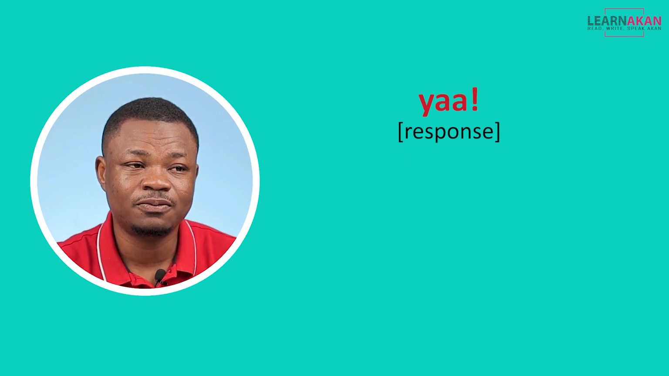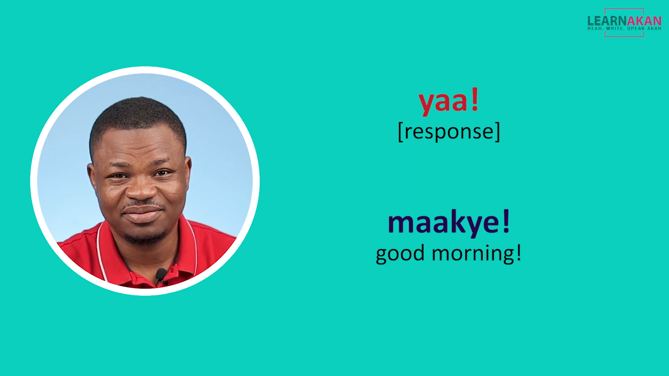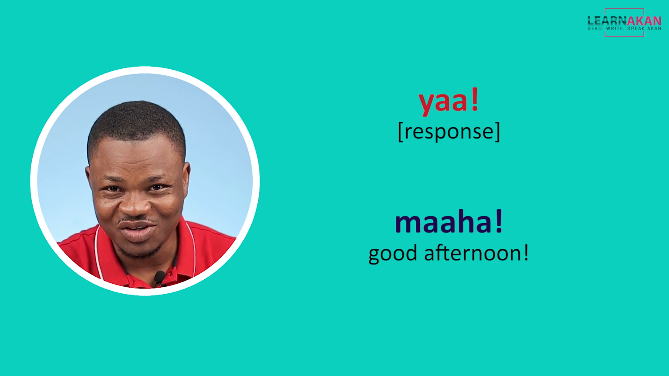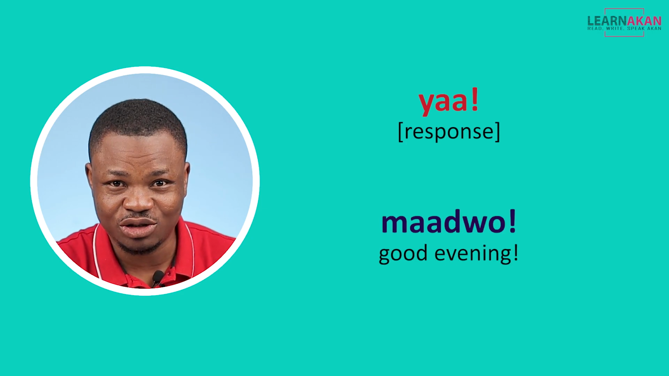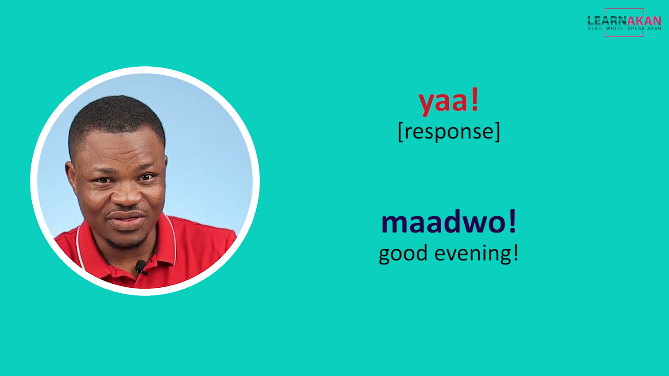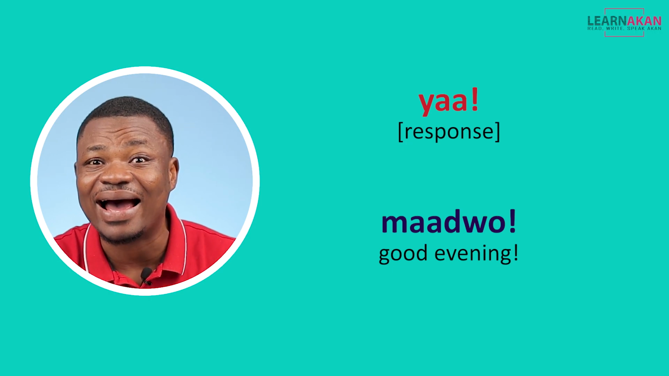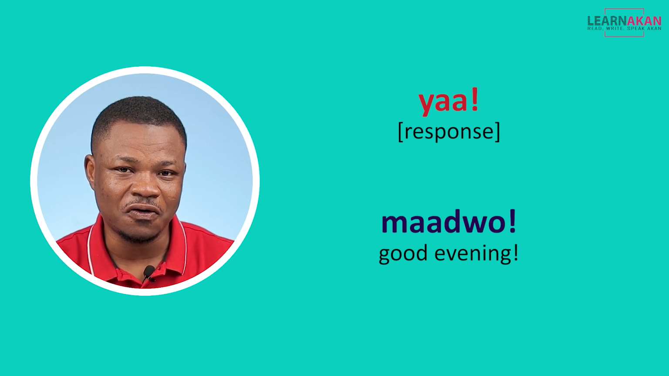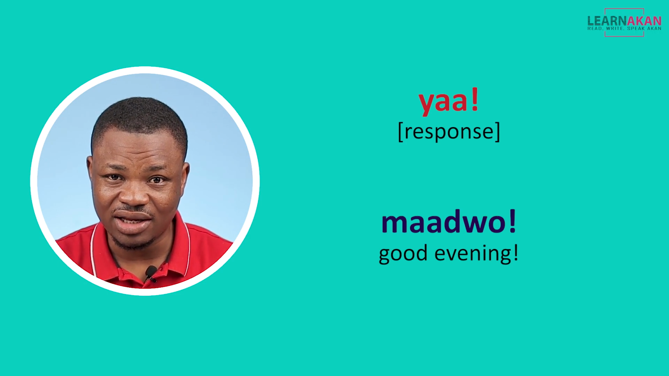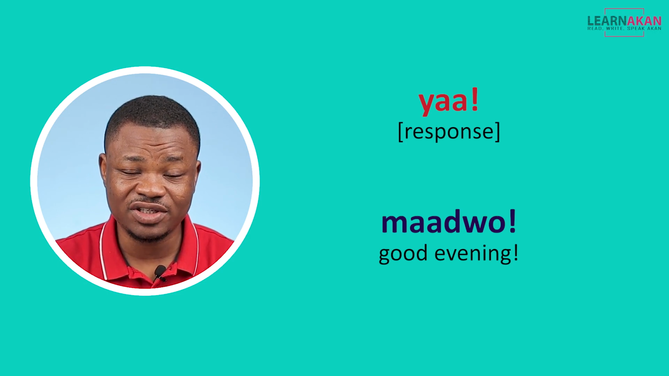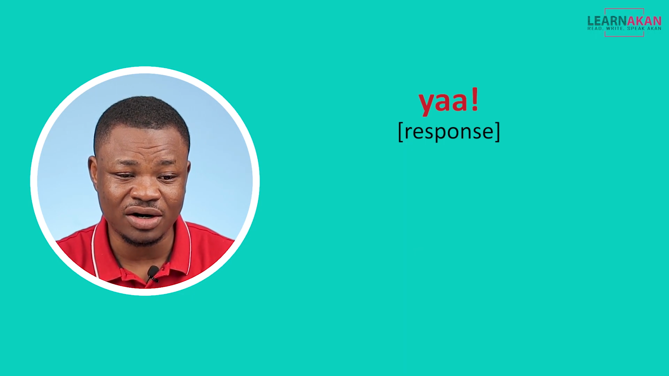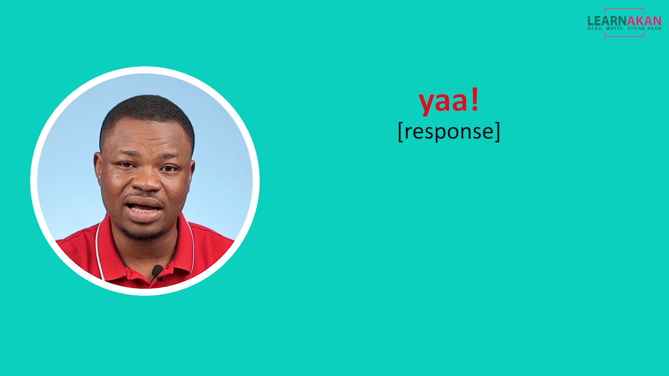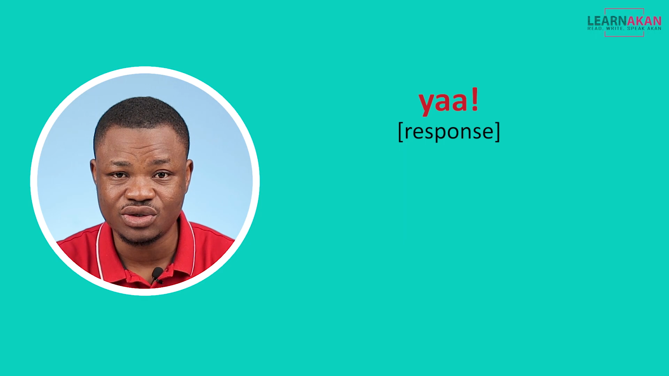So if I greet you, say, mekyea, good morning, or maha, good afternoon, or majo, good evening. For all these three, you can just respond with just yeah, especially if you don't know the class to put me in terms of my age or my status in society, okay? If you don't know that, then you are better off just saying yeah, okay? Because for our greetings, when we respond, we tend to add words to this yeah, depending on the one that you are responding to, okay?